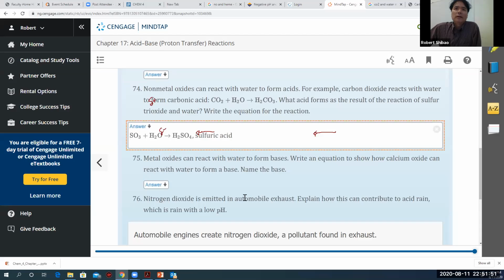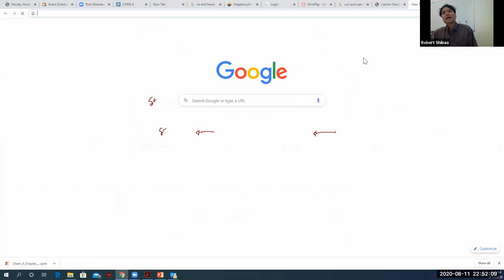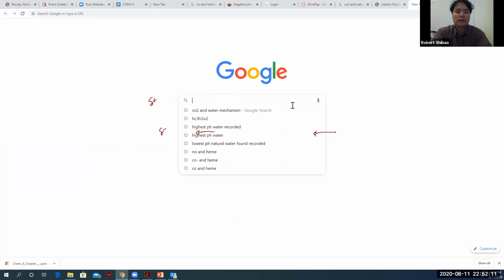Question 75. Metal oxides can react with water to form bases. Write an equation to show how calcium oxide can react with water to form a base. All right, this is also a Lewis acid-base reaction, but this one could also be Bronsted acid-base. I did this one in class, but let's see if I can find it.